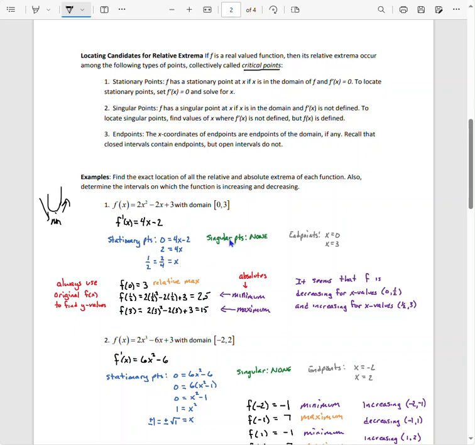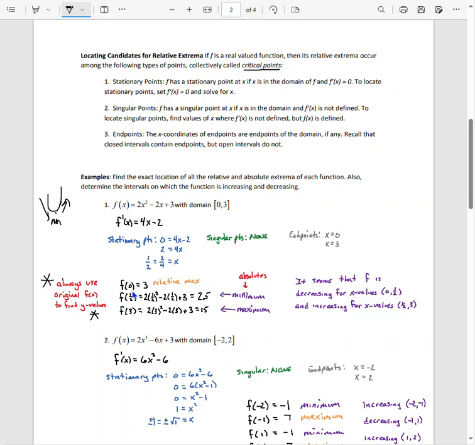Stationary. Singular point. Is there any place where the derivative is not defined? And really, to find where the derivative is not defined, we're looking for domains, right? This linear function is defined everywhere, so there are no singular points. And I find my endpoints, x equals 0 and x equals 3 from the given interval. All right. Always, I can't stress this enough, always use the original function to find y values. For any y values you want to know, always use the original function.